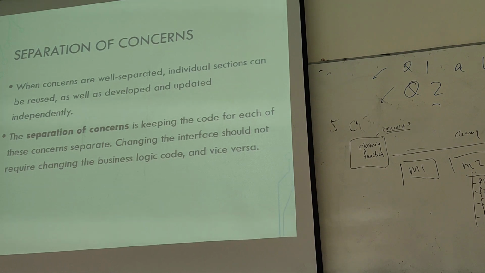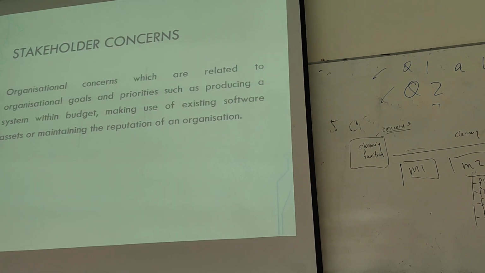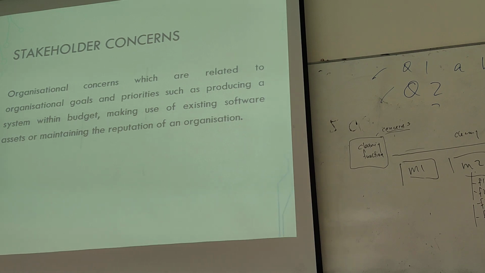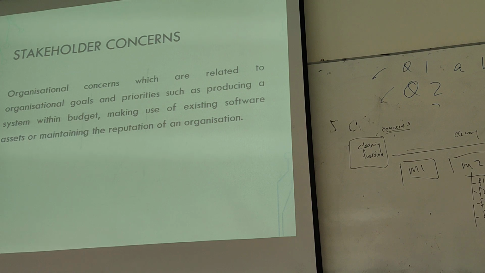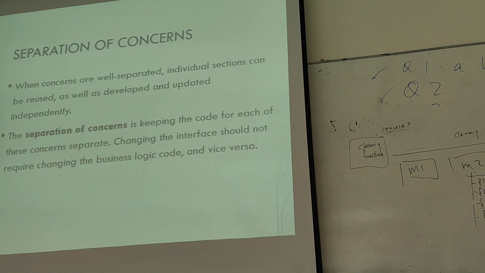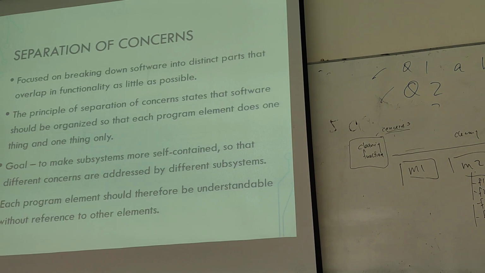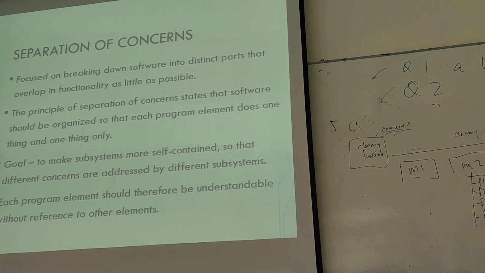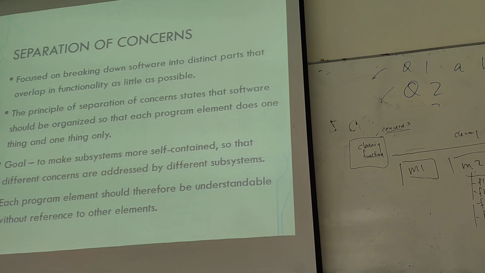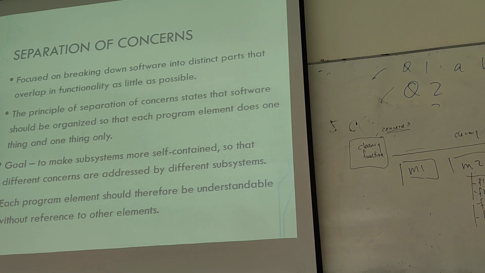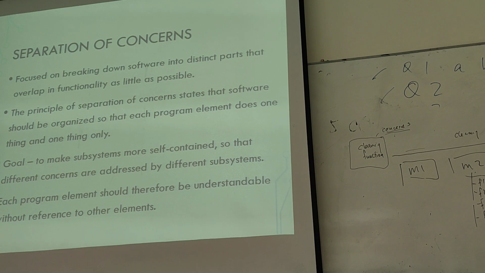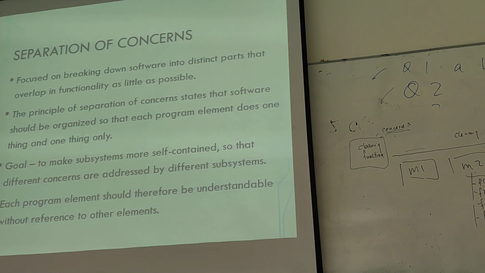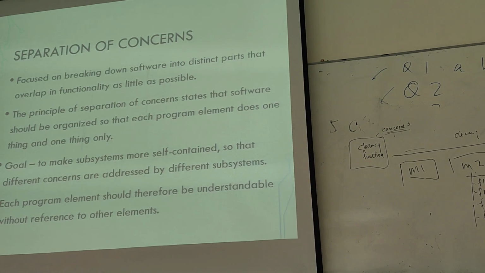Separation of concern. When we want to develop a system, definitely there are concerns found in our system, so therefore we separate the concerns. What is meant by separating concern is that we break the system into different parts, so as to avoid overlap of functionality.